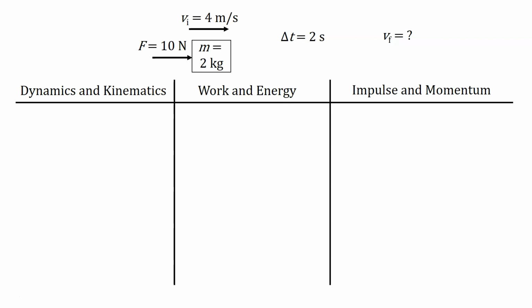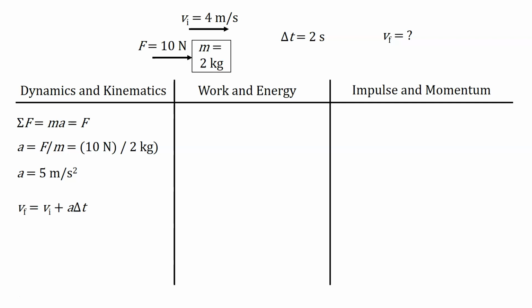In a dynamics and kinematics approach, you know what you would do. You would take a sum of forces statement, and then this is the algebraic expression that yields the acceleration. If we solve for that, we would of course expect to get an acceleration of 5 meters per second squared. That's the dynamics problem, the Newton's second law problem. Then we would look for a kinematic expression, one that relates the final and initial velocity through the acceleration.